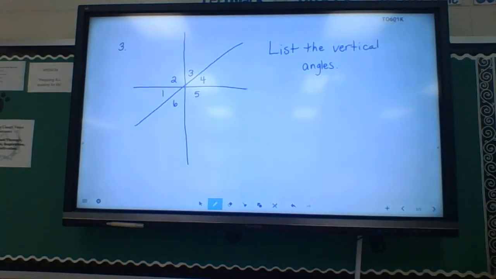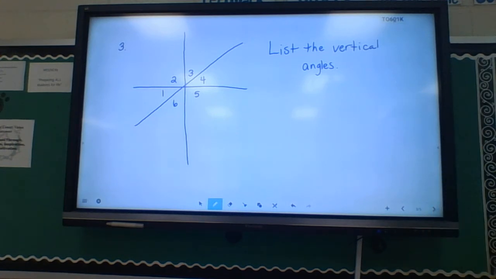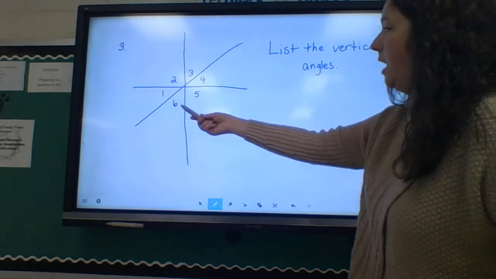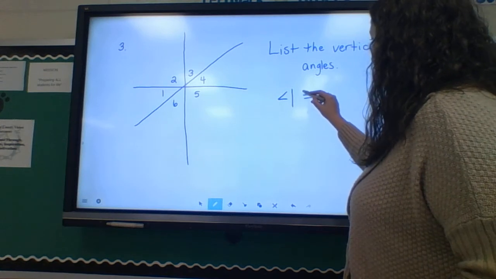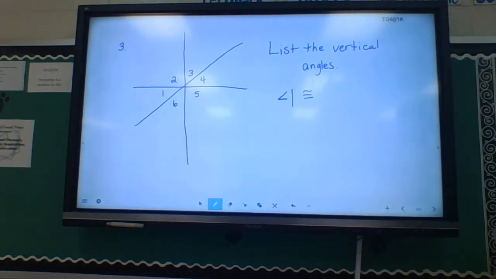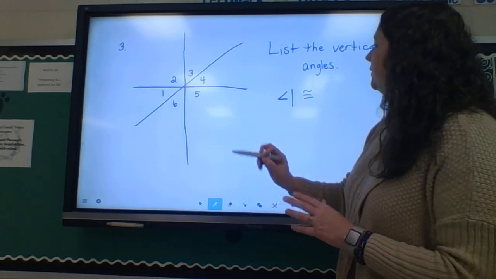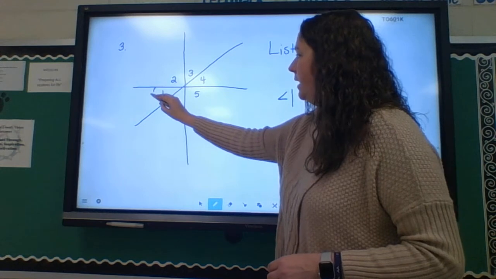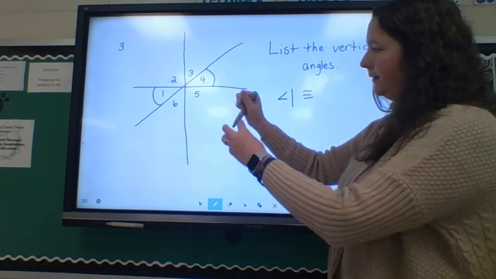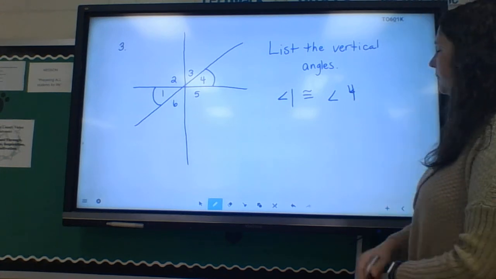All right, so now we have this picture, and we have to list all of the vertical angles. So if I start with number 1. Number 1. And vertical angles are congruent, so I'm going to draw my congruent symbol. It's an equal sign with the little squiggly on top. What angle is the vertical pair with 1? It would be 4, because 1 and 4 create that little bow tie looking thing. If I can write number 4, okay?